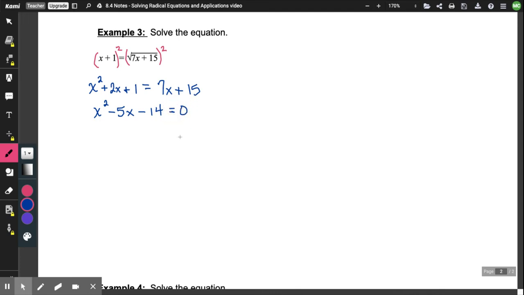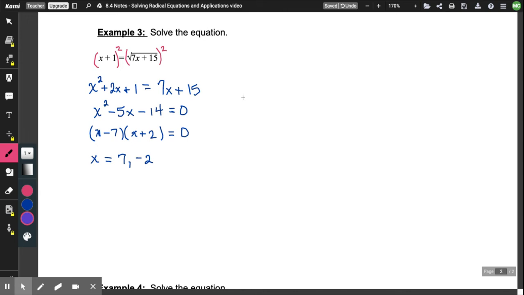And then from here, the first thing you should always be thinking of is factoring. So I'm going to try to factor this. I need things that'll multiply to make a negative 14 and add to make a negative 5. So that would be a negative 7 and a positive 2. Now I'll set each of those factors equal to 0 and solve them. And at this point, you should be able to do that part in your head. So x minus 7 is 0 would give you x equals 7. And x plus 2 equals 0 would give you x is negative 2.